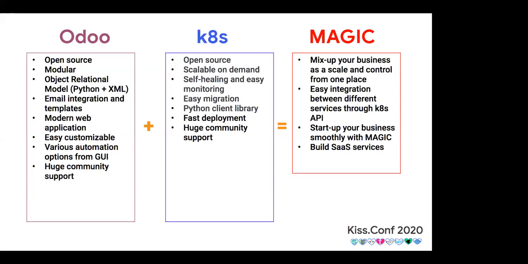If our customer wants to integrate their ERP system, it goes through the Kubernetes API. It has a Python client library, and we also use Python, so it's really easy to integrate. Kubernetes gives you fast deployment, with which you can build really nice services through your open ERP.